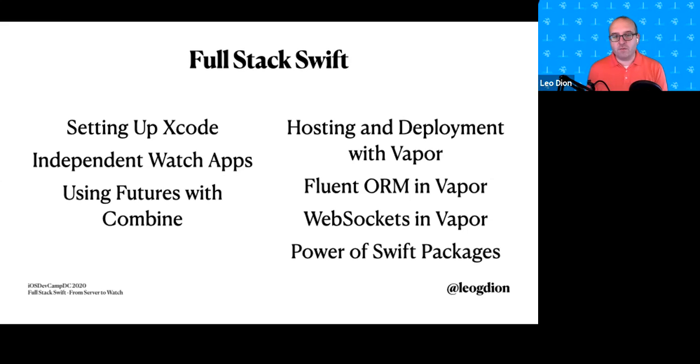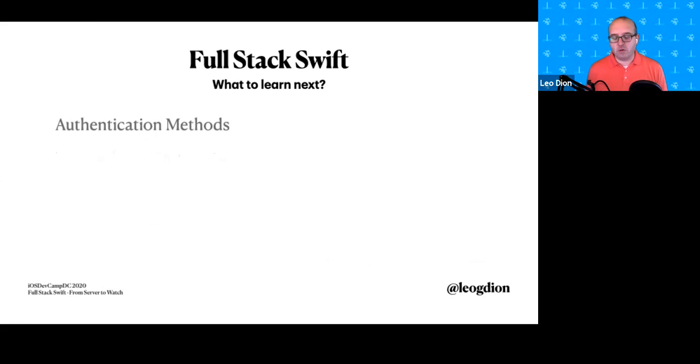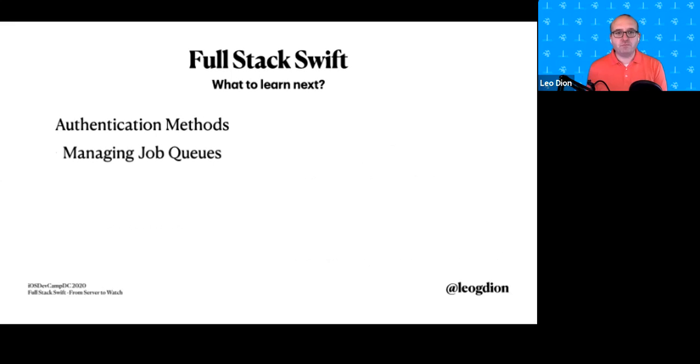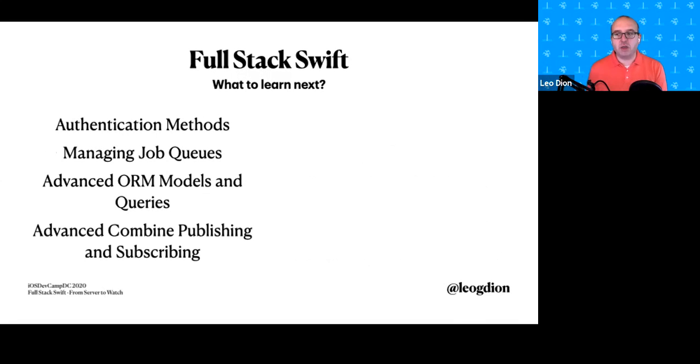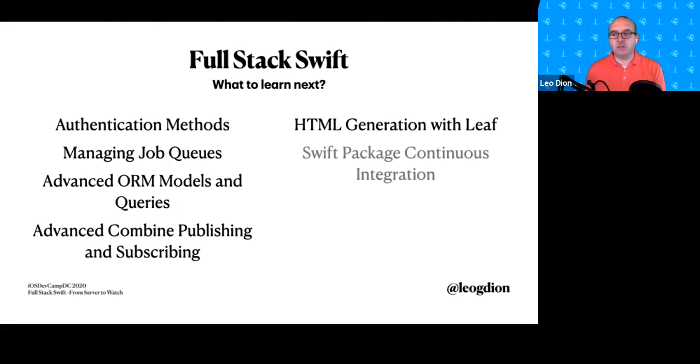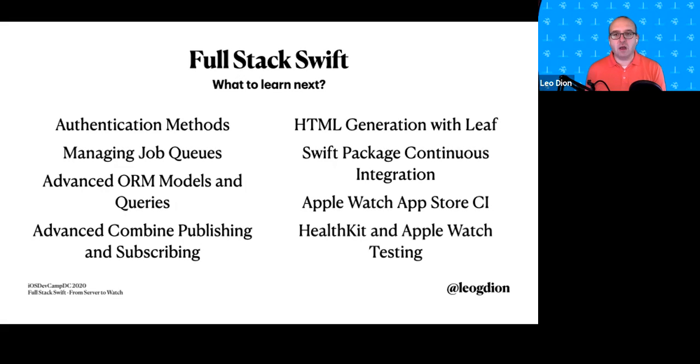If you want to learn more, there's a lot of great topics out there that you can really deep dive into. There are complex authentication methods that I've used in this application, so you're not just restricted to basic authentication. I've done stuff with job queues in Vapor that run essentially like a cron, more or less. You could do a lot with Fluent when it comes to really advanced queries of models. There's a lot you can do with Combine when it comes to publishing and subscribing. A lot of folks ask me about HTML generation with Leaf, which is the default HTML generator by the Vapor team. And if you want to make sure that your package is available to a lot of folks, definitely take a look at what you can do with continuous integration. And then, of course, there's setting up continuous integration with the Apple Watch itself, as well as how I was able to set up testing for a watch app that is HealthKit based.